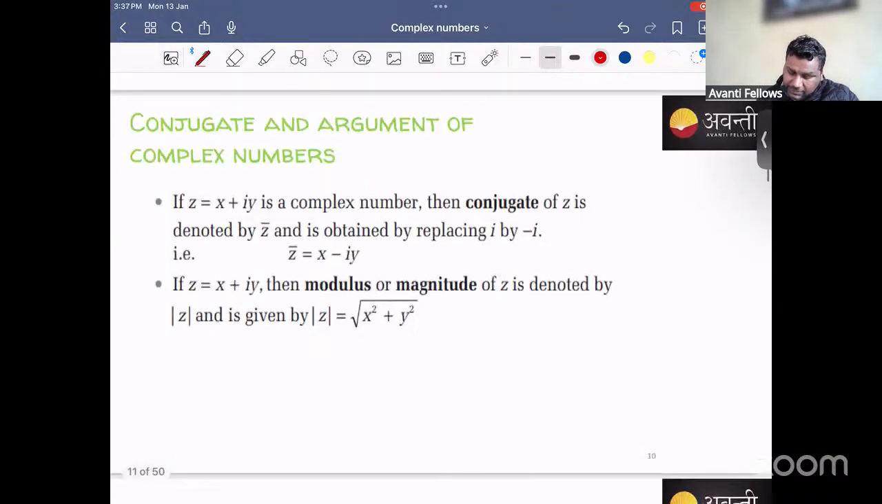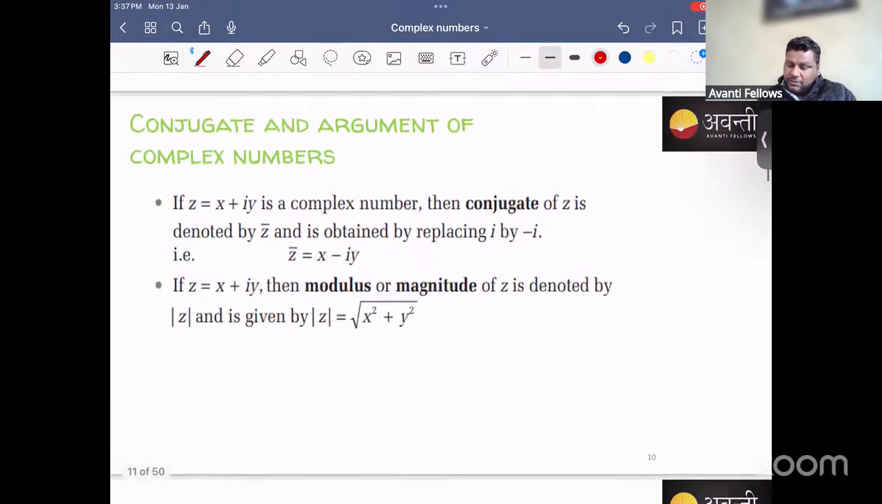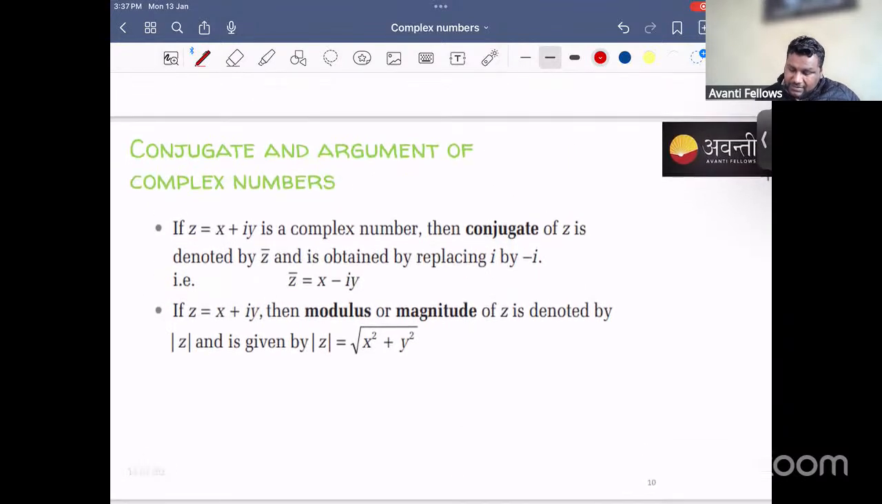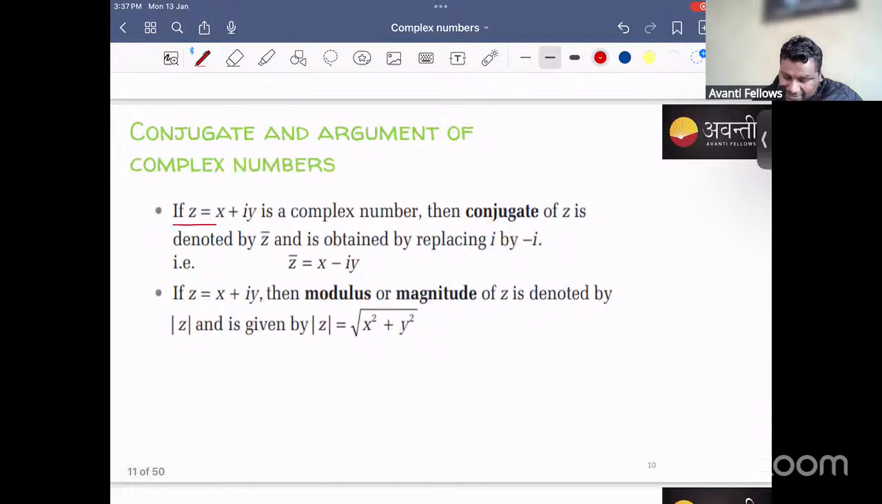Now, conjugate and argument of a complex number. So, if z is x plus iota y, a complex number, then the conjugate of z is denoted by z bar and is obtained by replacing the sign of iota, meaning replace iota by minus iota everywhere. So what do you get? Z conjugate is x minus iota y.